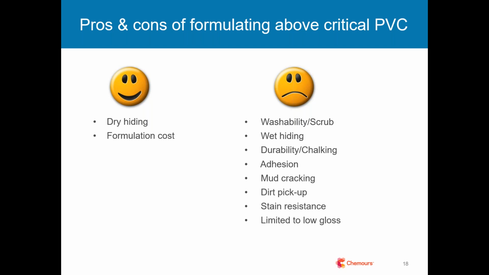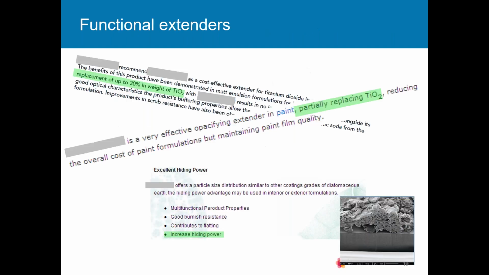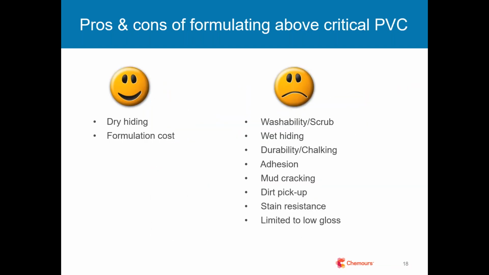Durability and chalking effects are pretty pronounced in the high PVC paints. Also, sometimes adhesion problems and mud cracking. As there are pores, they can pick up dirt and stains. And you can only work with low gloss paint. So if you see high gloss paint, by definition, it is formulated below critical PVC. So what can we do to optimize the efficiency of titanium dioxide or increase the hiding power?